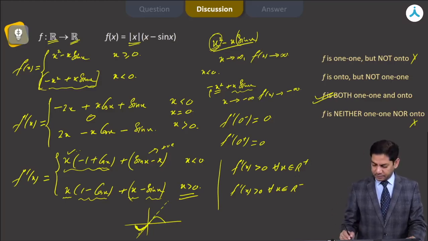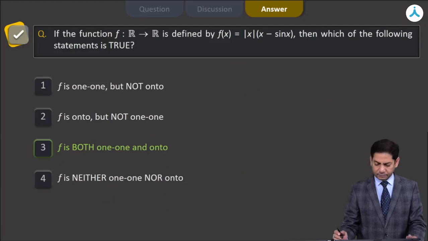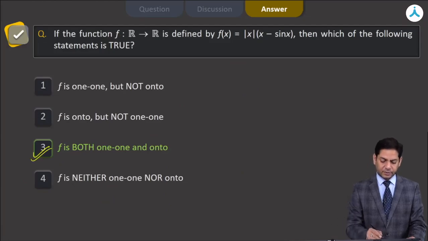Let's confirm the answer. That is okay. Option C is the correct choice.